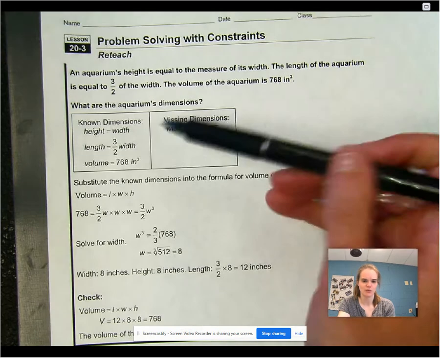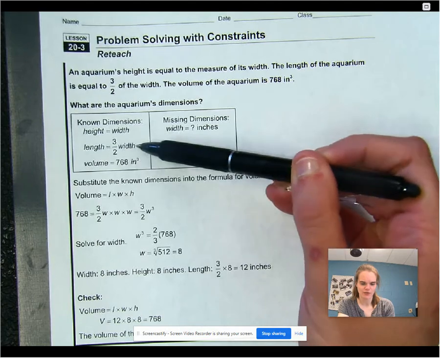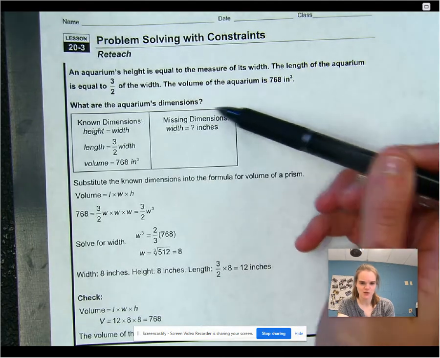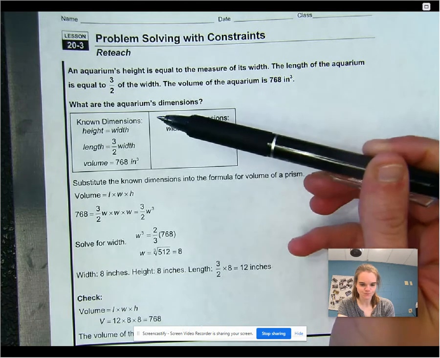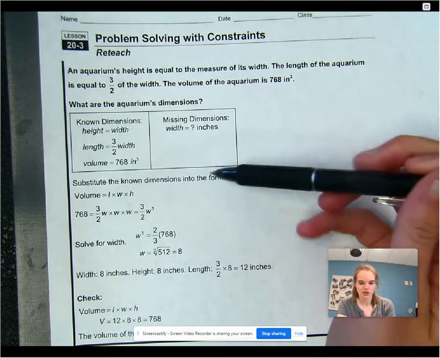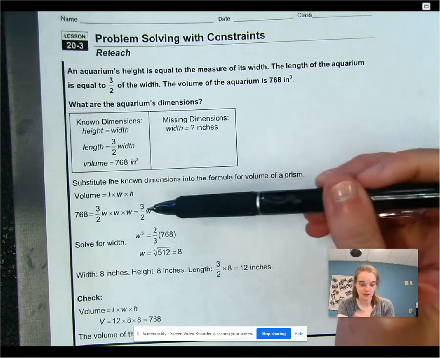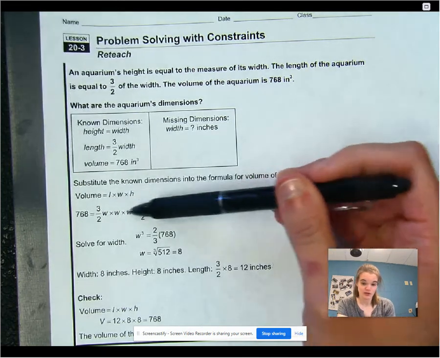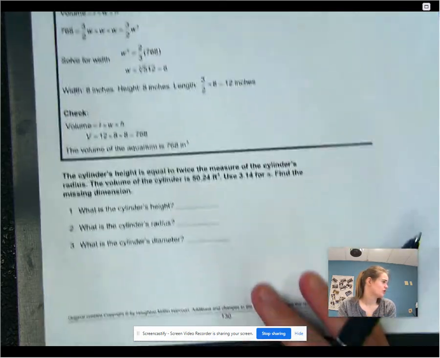So you have to list what you know. You know the height and the width are the same. You know the length is 3/2 of the width, and you know the volume. We have to find the missing dimensions, which is the width. So substitute the known dimensions into the formula for the volume of a prism, which is length times width times height. Then you're going to set up that formula and solve. And we're going to go through and actually solve one of these on our own.